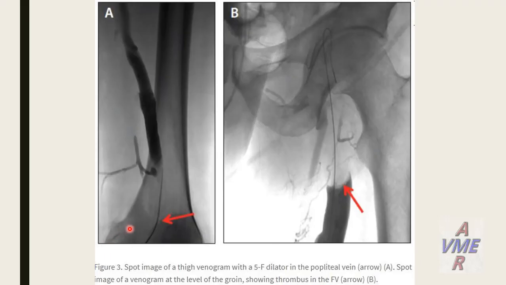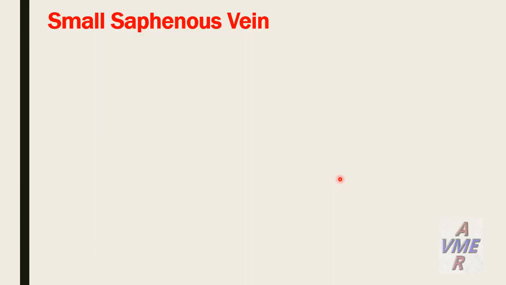This is an access from the popliteal, and this is the venogram showing a filling defect of the thrombosed femoral vein. Spot image of the straight venogram with a 5 French sheath in the popliteal vein. Spot image of venogram at the level of the groin showing thrombus in the femoral vein.